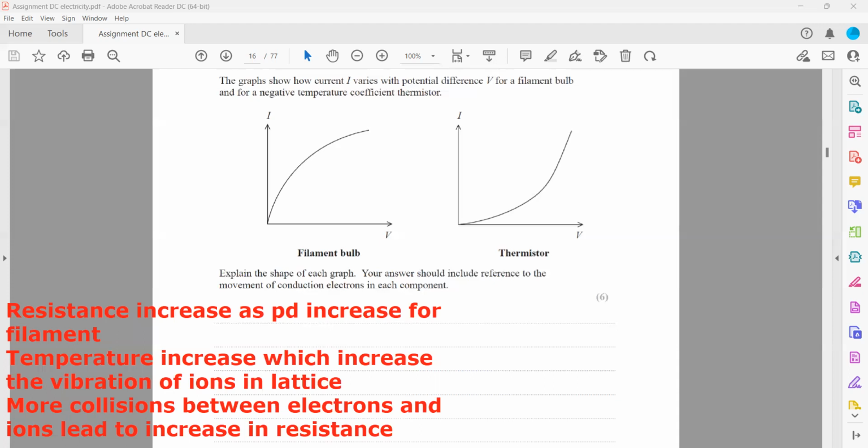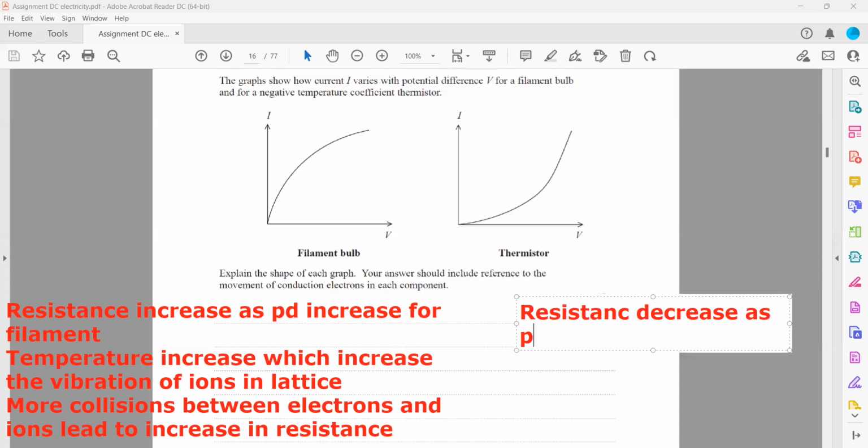The second one is the thermistor. But what happened for the thermistor? As you can see, the resistance decreases as the potential increases. Like we are increasing the voltage, but the resistance is decreasing. And what is the reason for that? As the temperature increases, there will be more charge carriers or conduction electrons. So resistance decreases as the potential difference increases for the thermistor. That is one thing.